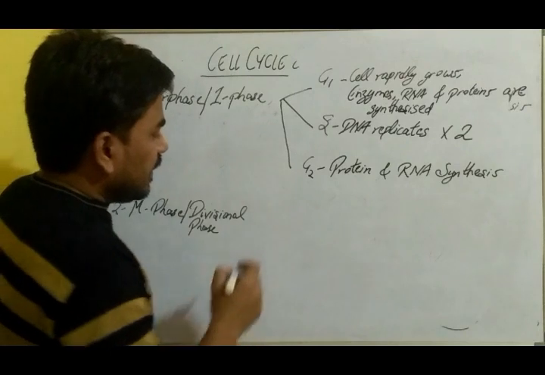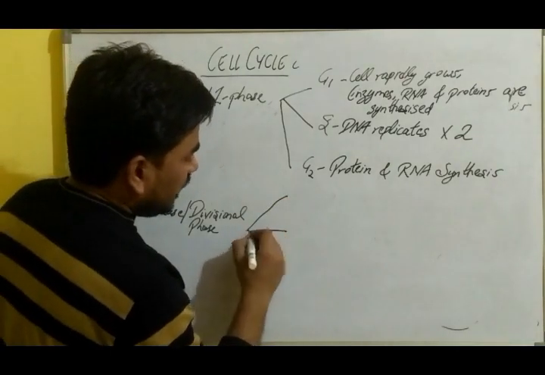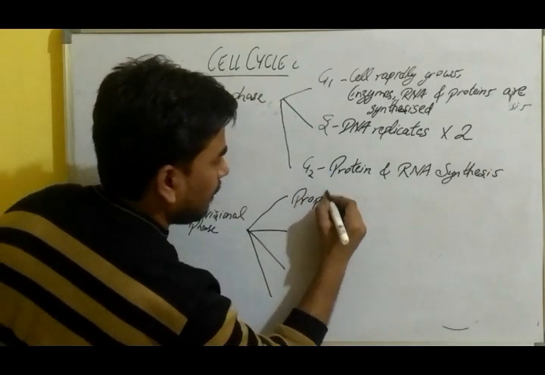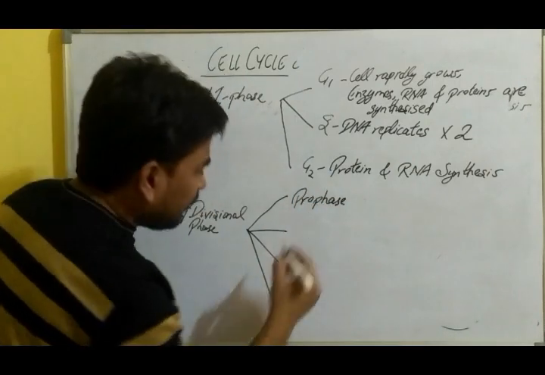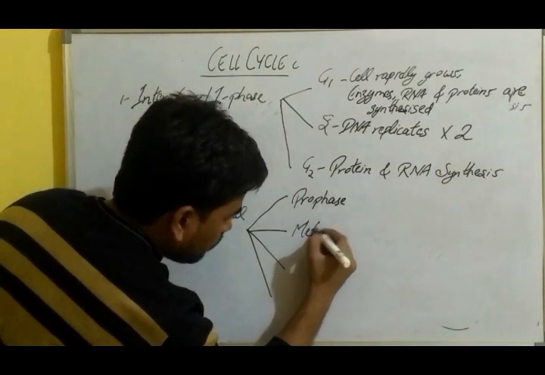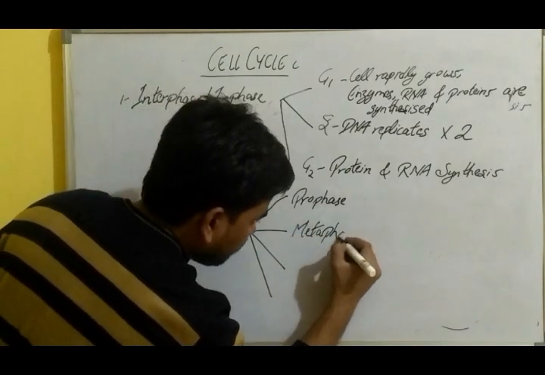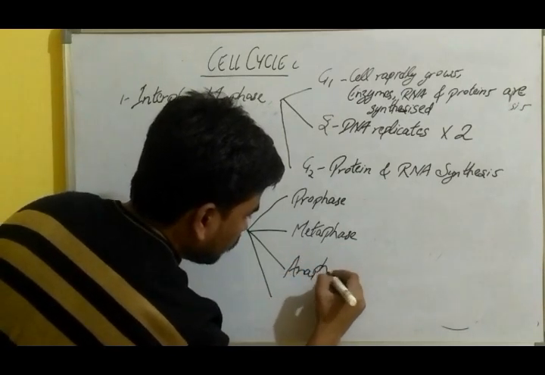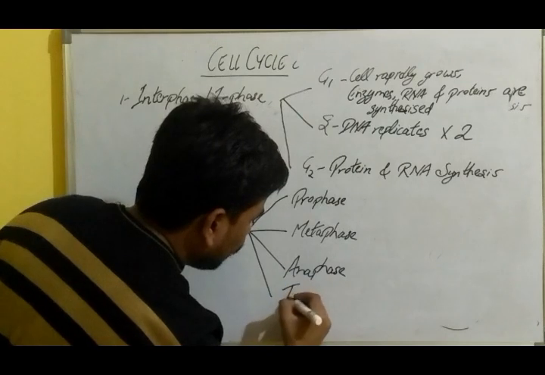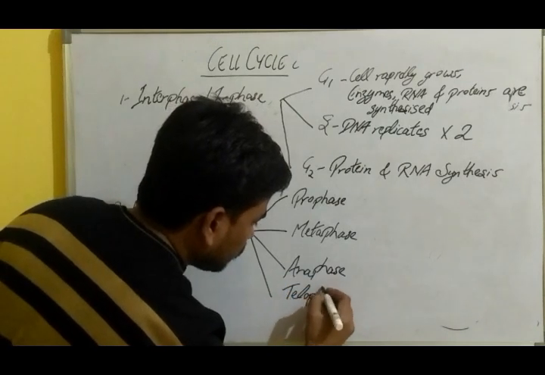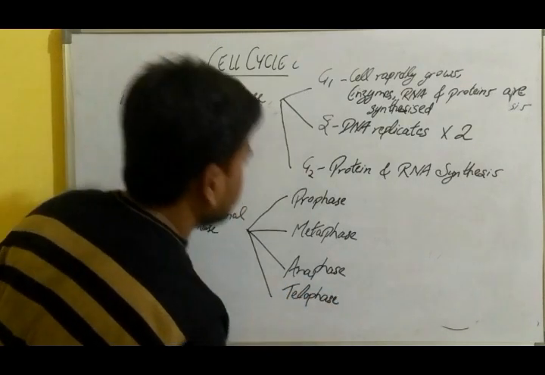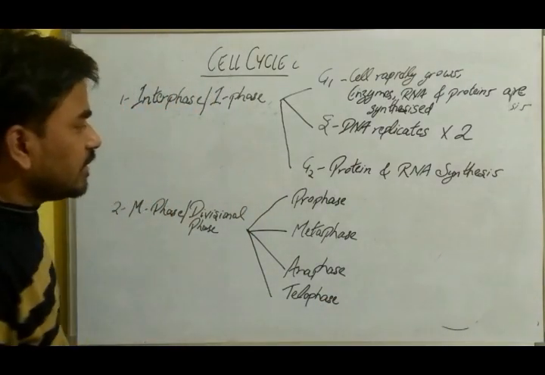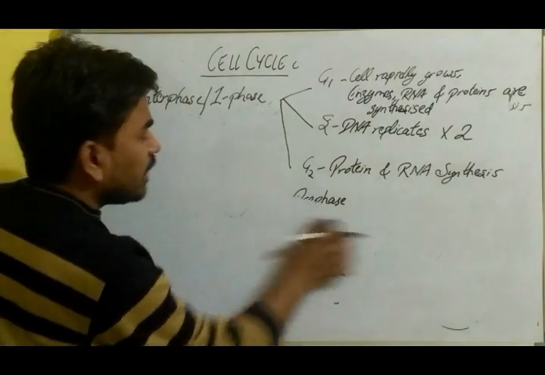In the cell, there are four stages that we have already discussed. That is prophase, metaphase, anaphase, and telophase. So let's see these stages' distribution in the cell cycle diagrammatically.